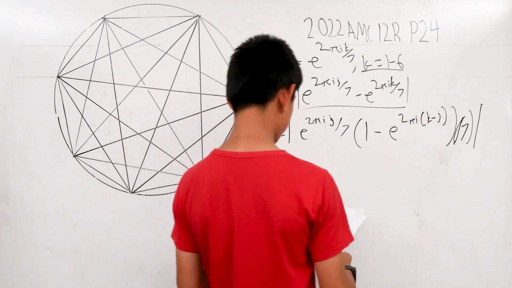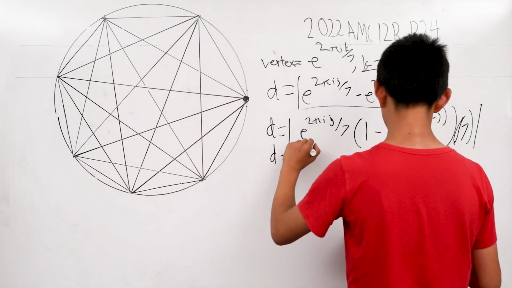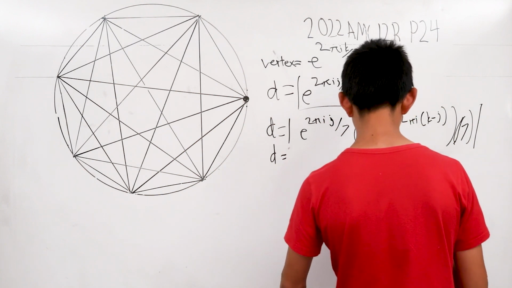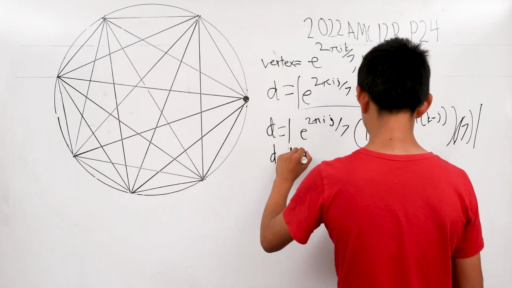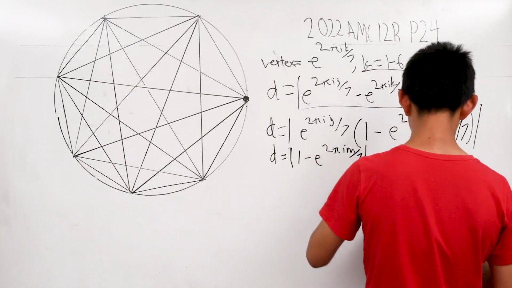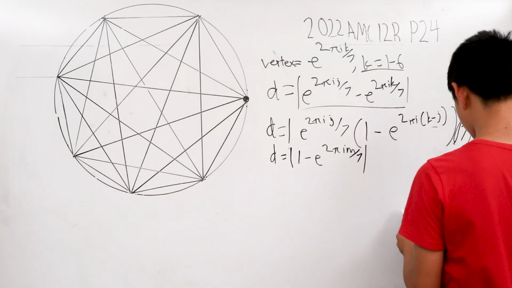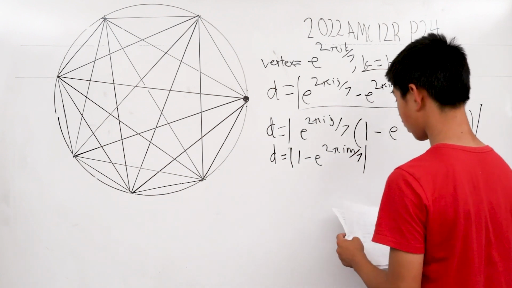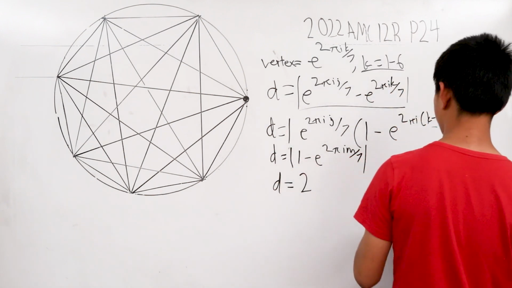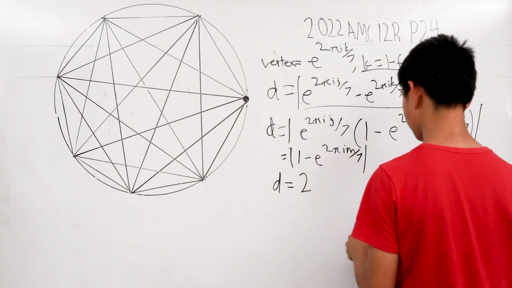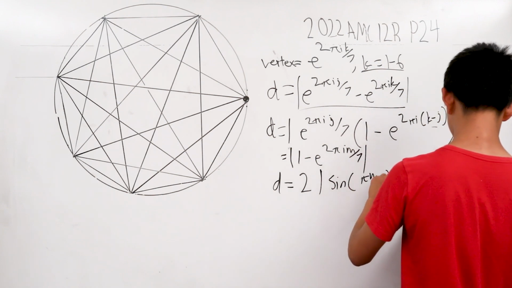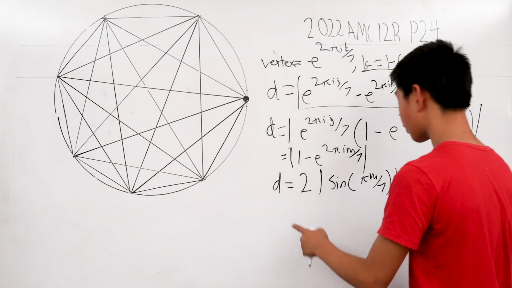Now we can write it in simpler terms with trigonometry. d is equal to the absolute value of 1 minus e to the power of 2 pi i m over 7, where m is equal to k minus j. We have that. So now d is equal to 2, that's the inside, so we just write it like that: 2 times the absolute value of sine of pi m over 7. Okay. We have the distance here.